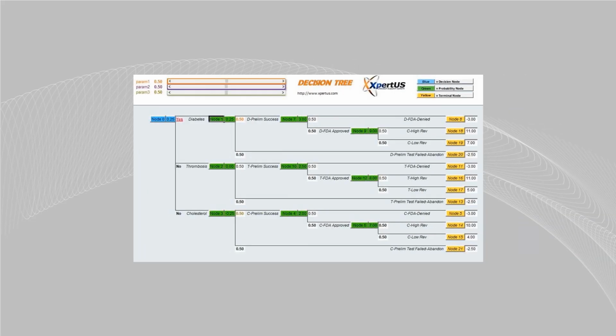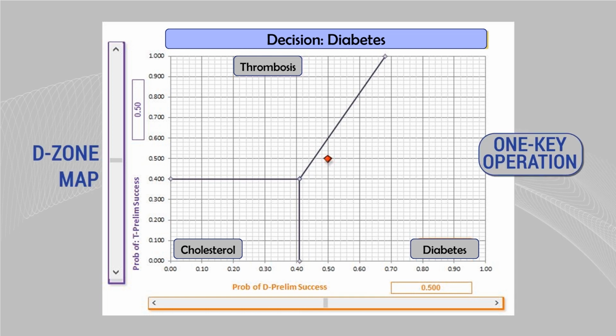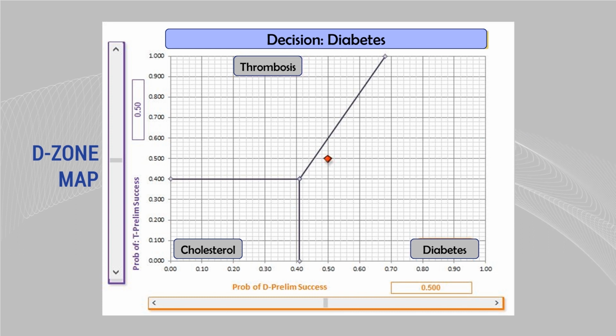Now to step 2, where we build the Excel decision tree, and in this case, it is for the preliminary tests. Once we complete the decision tree model, with one click, we can create the D-zone map. The model creates 3 zones for the 3 decisions: thrombosis, cholesterol, and diabetes. The zone in which the red pointer lands is the recommended decision.